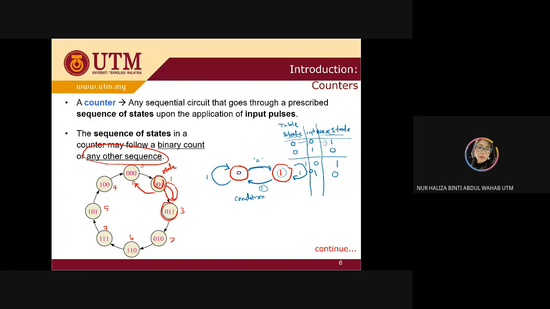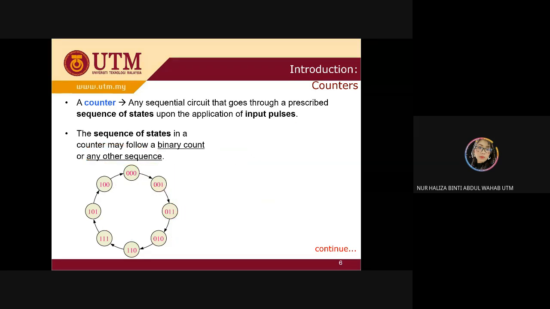Later on you're going to learn about this state diagram. But I just give you an example of the point of this arrow, which means moving from one state to another.